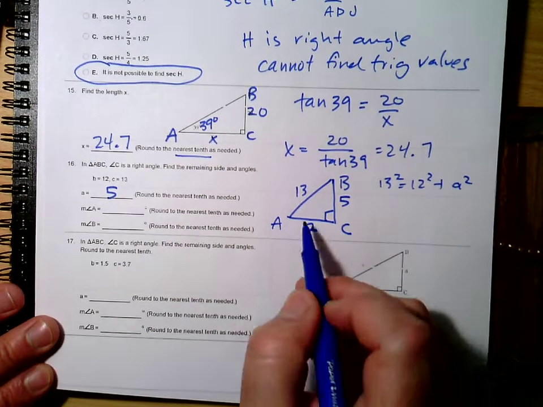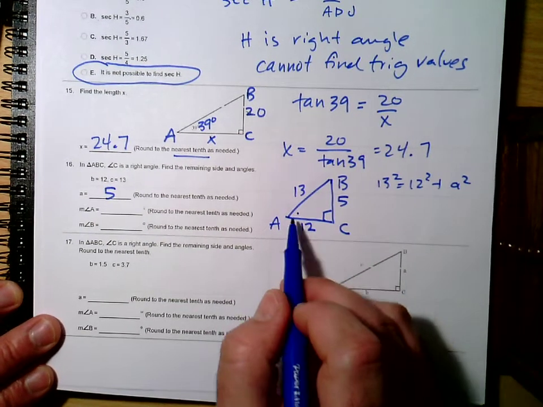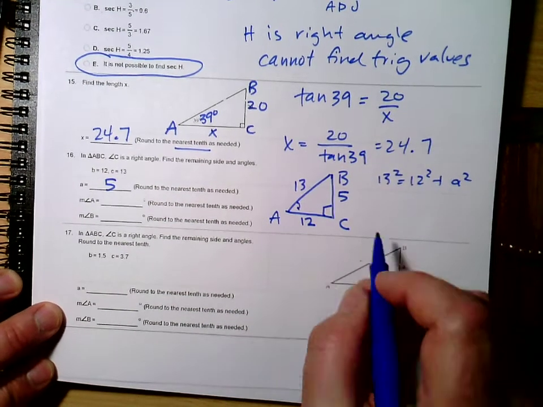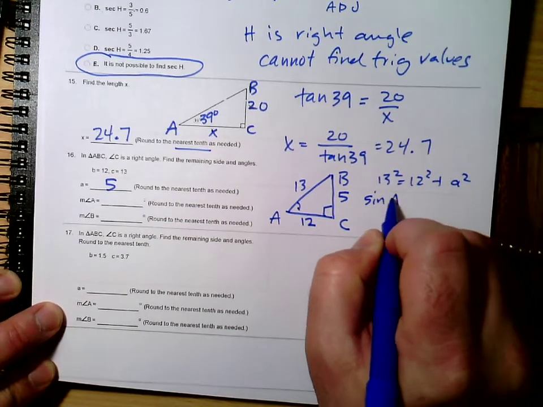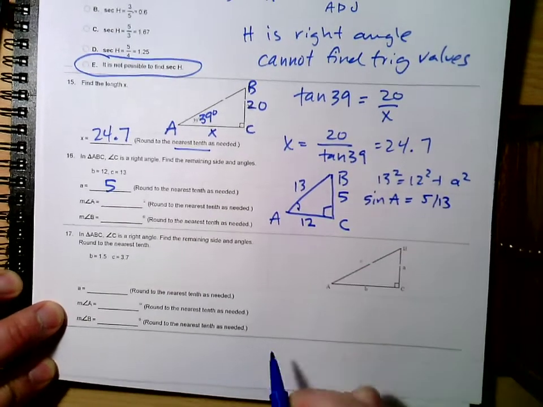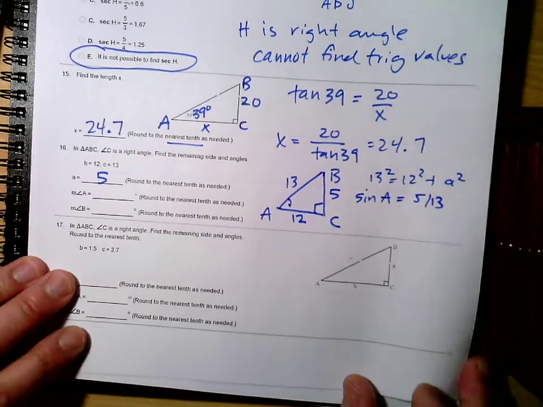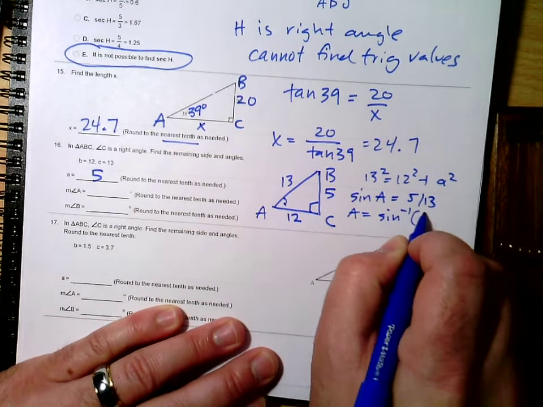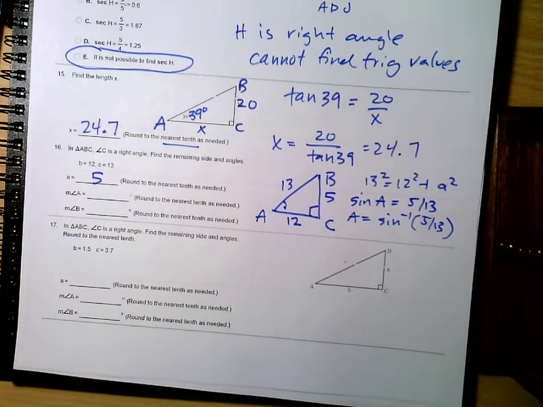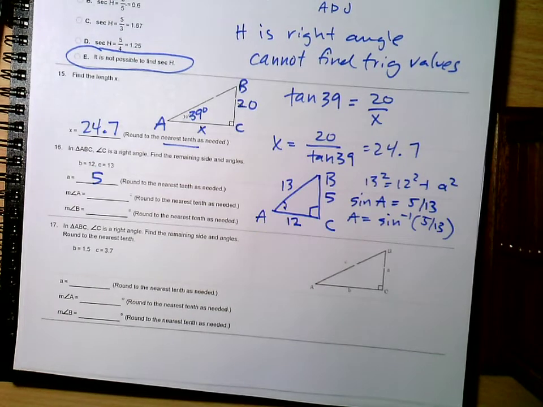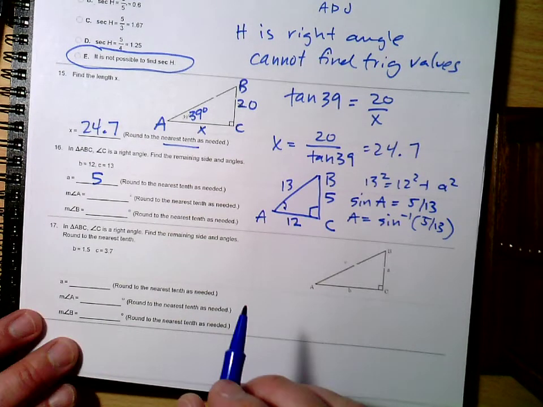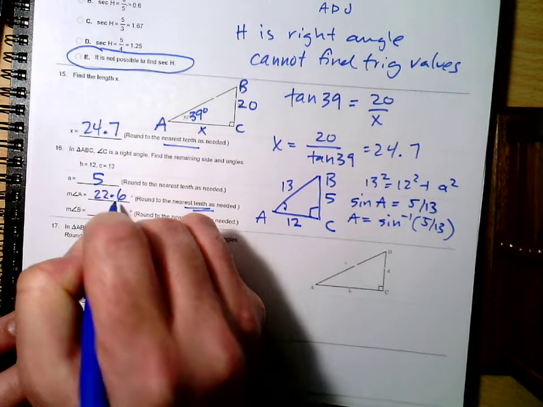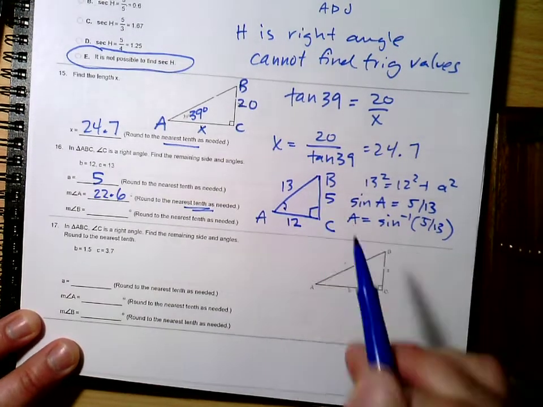Alright, measure of angle A. So how can we find the measure of angle A? Well, we can use any of the trig functions. We could do sine, tangent, or whatever. So we can do sine of A equals 5 over 13. And then A, remember, here's where we're going to use inverse sine. A is equal to the sine inverse of 5 over 13. So sine inverse of 5 over 13, rounding to the nearest tenth, is 22.6.